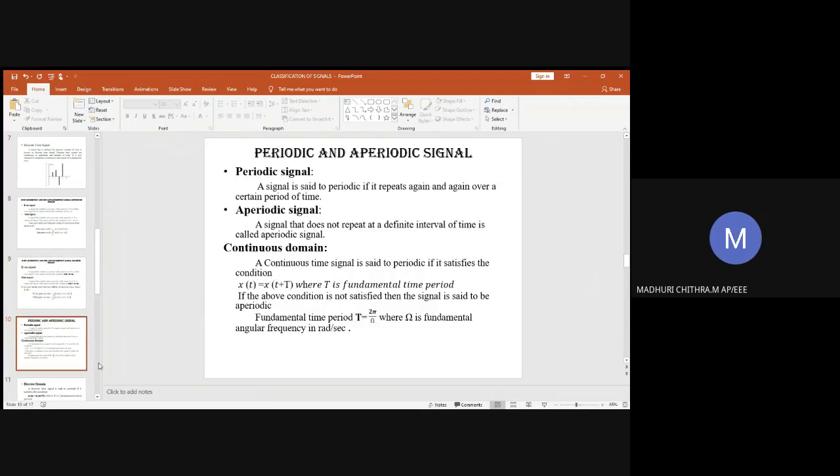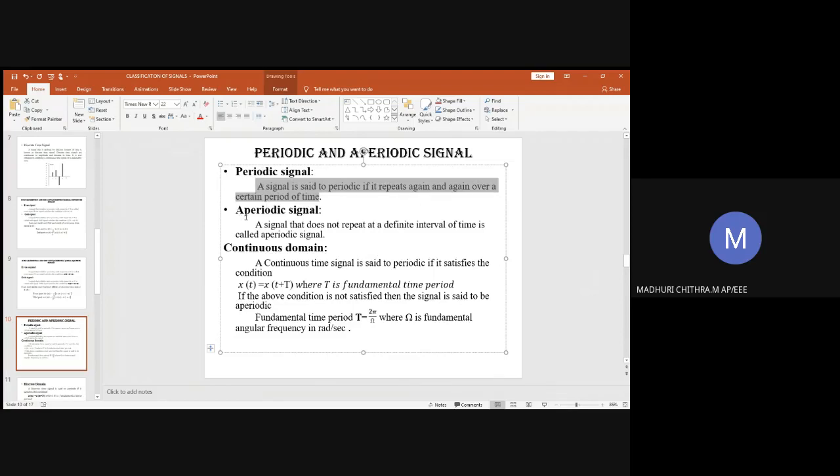Next, periodic and aperiodic signals. Periodic and aperiodic signals will also be considered in the continuous domain and in the discrete domain. A signal is said to be periodic if it repeats again and again over a certain period of time.